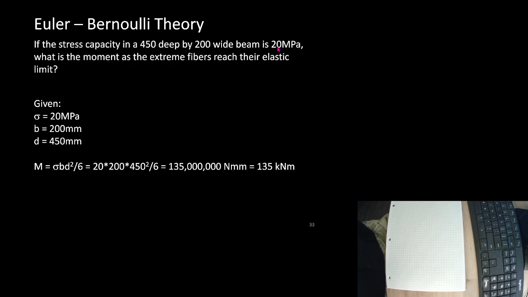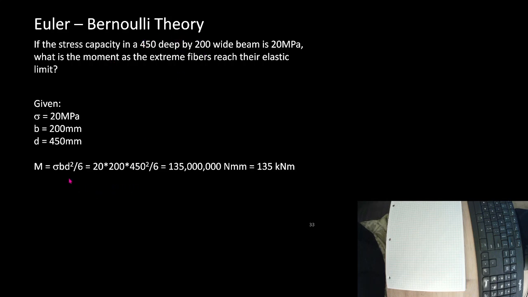We know now that we can convert that into an actual moment. So we've been given 20 MPa. We know the shape is 200 by 450. And we know that moment is stress times our section modulus. They've told us that this is a rectangle. It's 450 deep by 200 wide.